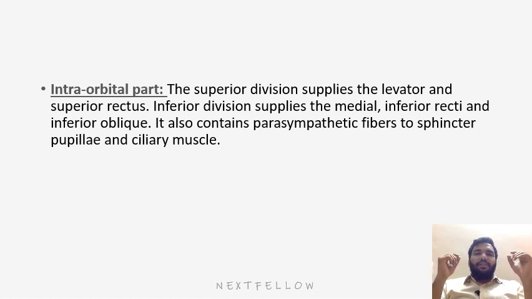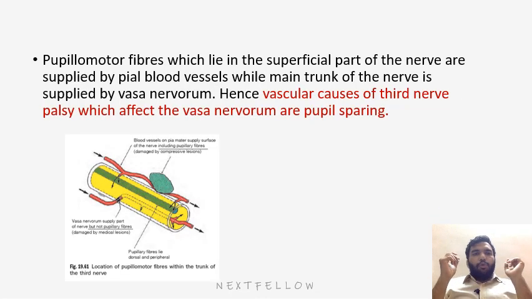It contains parasympathetic fibers to the sphincter pupillae and ciliary muscle. The pupilomotor fibers, which lie in the superficial part of the nerve, are supplied by pial blood vessels, while the main trunk of the nerve is supplied by vasa nervorum. Hence, vascular causes of third nerve palsy, which affect the vasa nervorum, are pupil sparing. If there is a tumor, it can compress the pial blood vessels as well as the pupillary fibers of the third nerve. So causes such as diabetes and hypertension affect the vasa nervorum, and because of which the pupil is spared in the case of diabetes and hypertension.